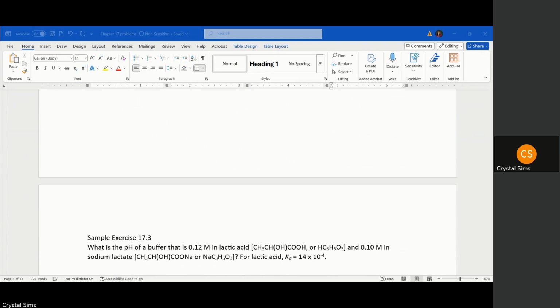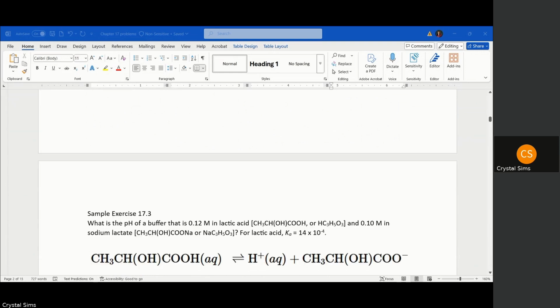So what we're looking at in this question is to calculate the pH of a particular buffer. So we have a buffer that is 0.12 molar in lactic acid and 0.10 molar in sodium lactate. And we need to know what is the pH of that buffer. And they tell us our Ka for lactic acid. So we have lactic acid and sodium lactate, a very similar circumstance with acetic acid and sodium acetate. We're just using a little bit different one here.